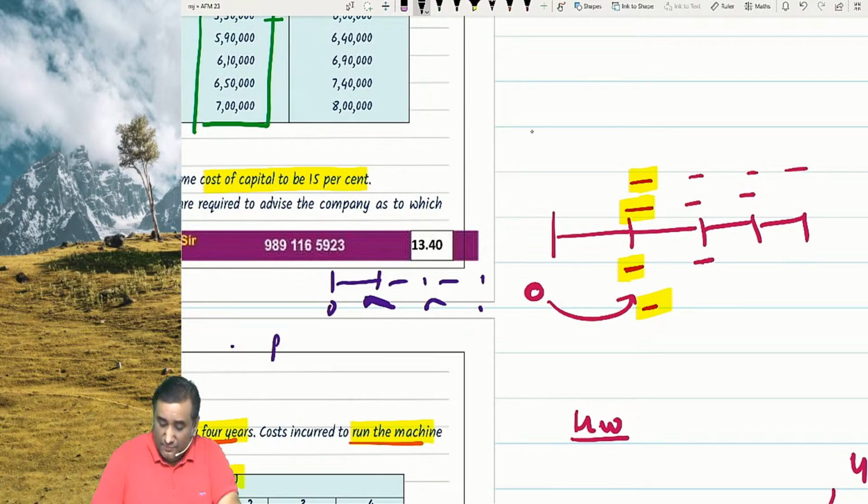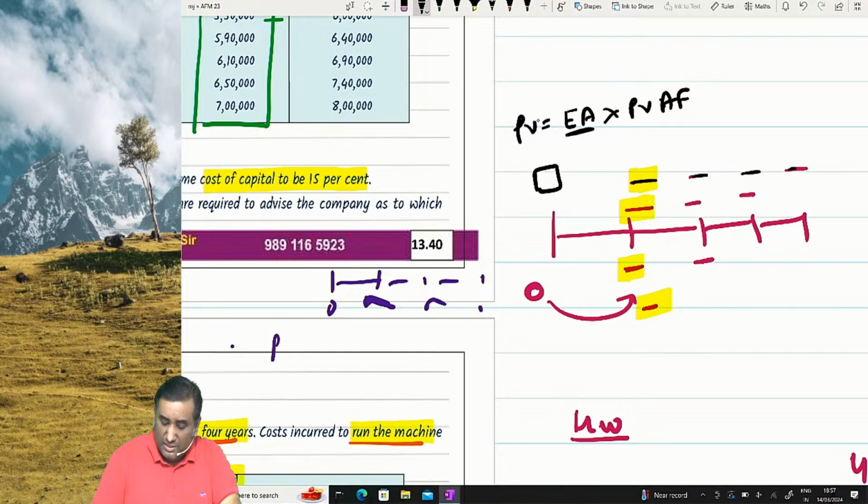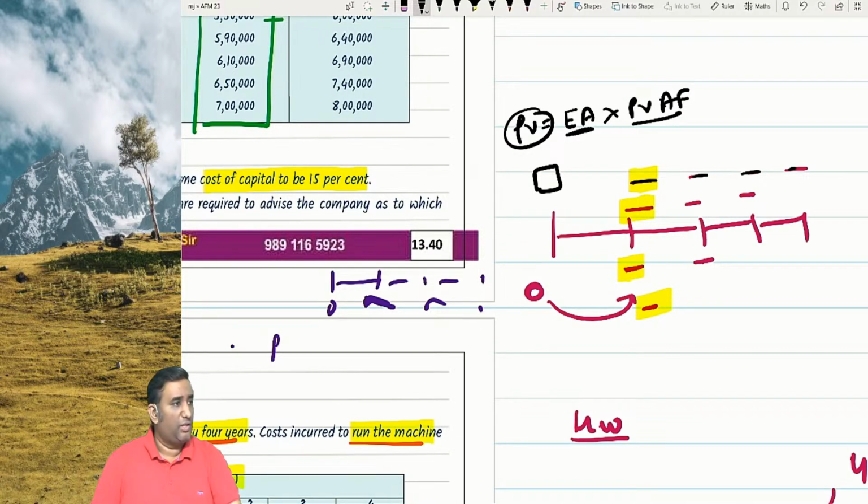What you had to do was, if you know these 4 amounts, can you calculate the 0 period value? Your present value is equal to what? Equated annual amount into what? Annuity factor. This is what you do. And if I want this amount, then it will be what? Present value by annuity. You have been doing the unequal life concept now. This is exactly on the same front of unequal life.